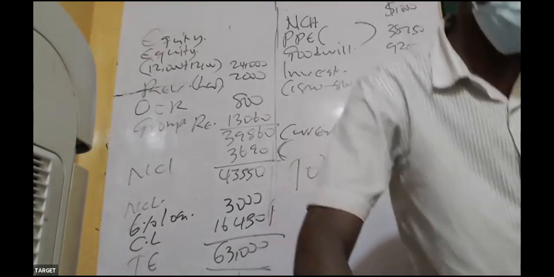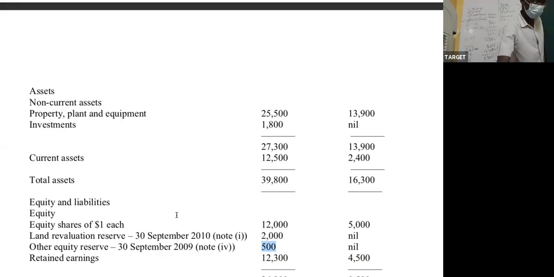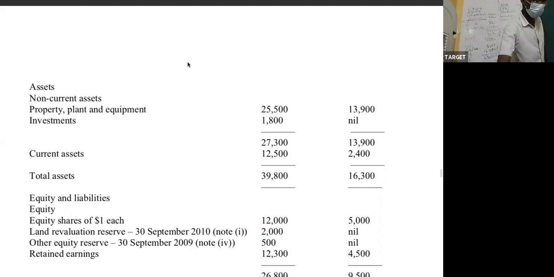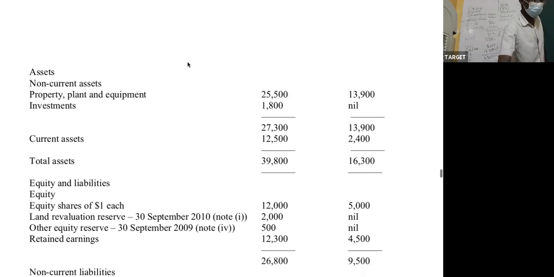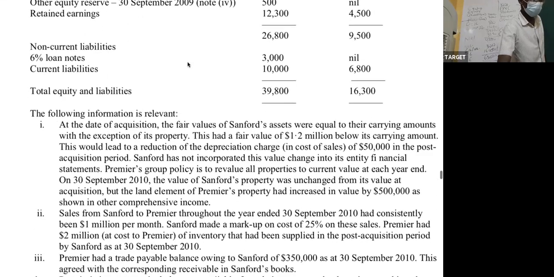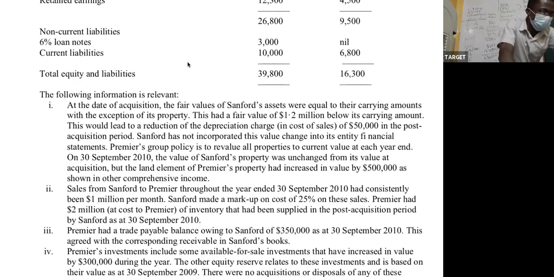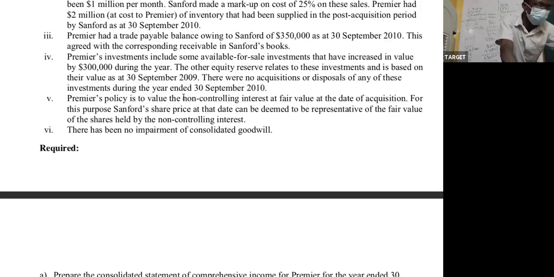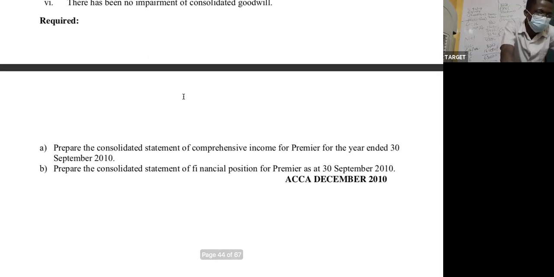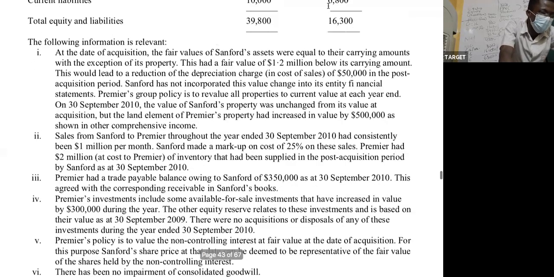This is exactly the ACCA December 2010 paper. It's about 11 years ago. It's older than someone. It still looks good, it still looks fine, it still looks fantastic, it still looks powerful. So that is the end of the game.